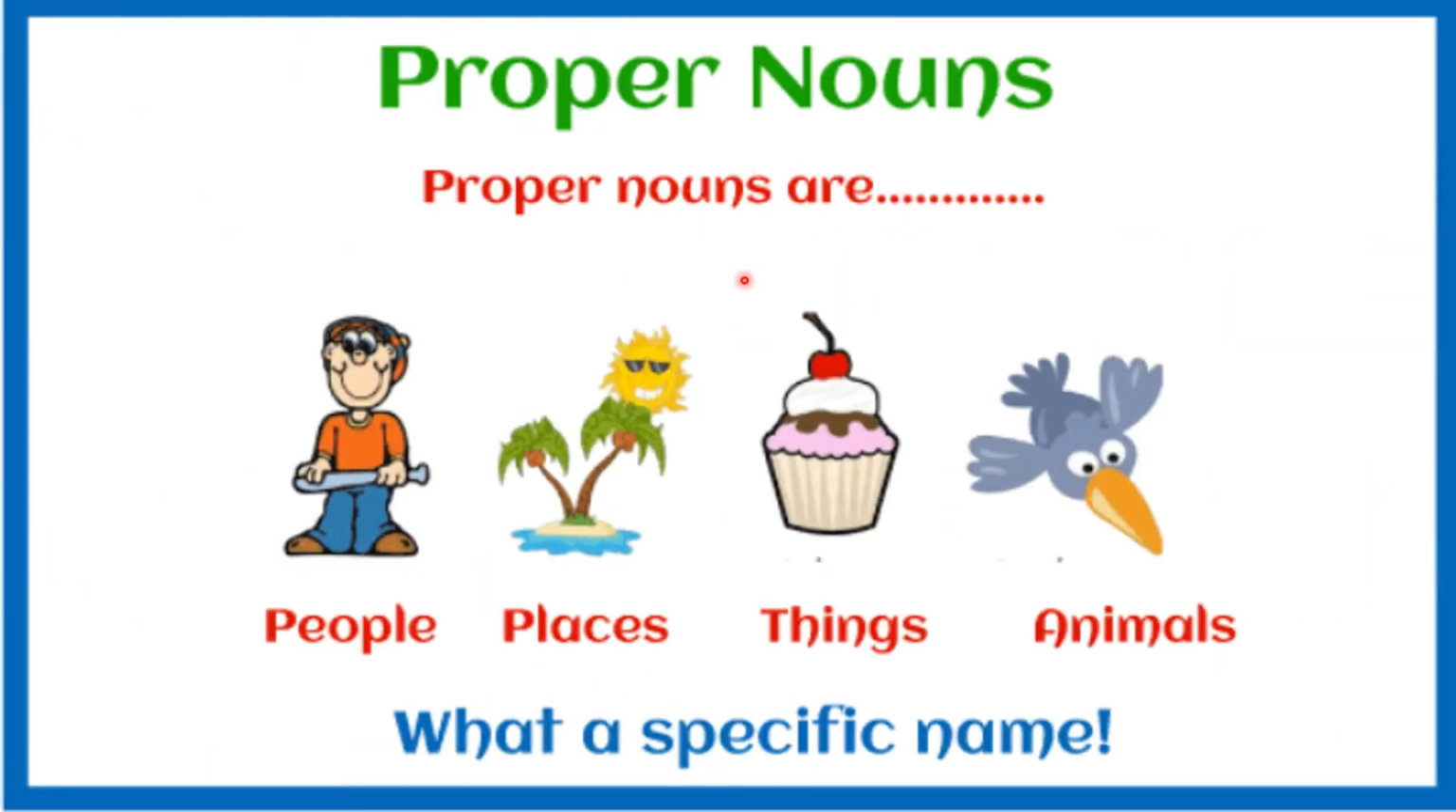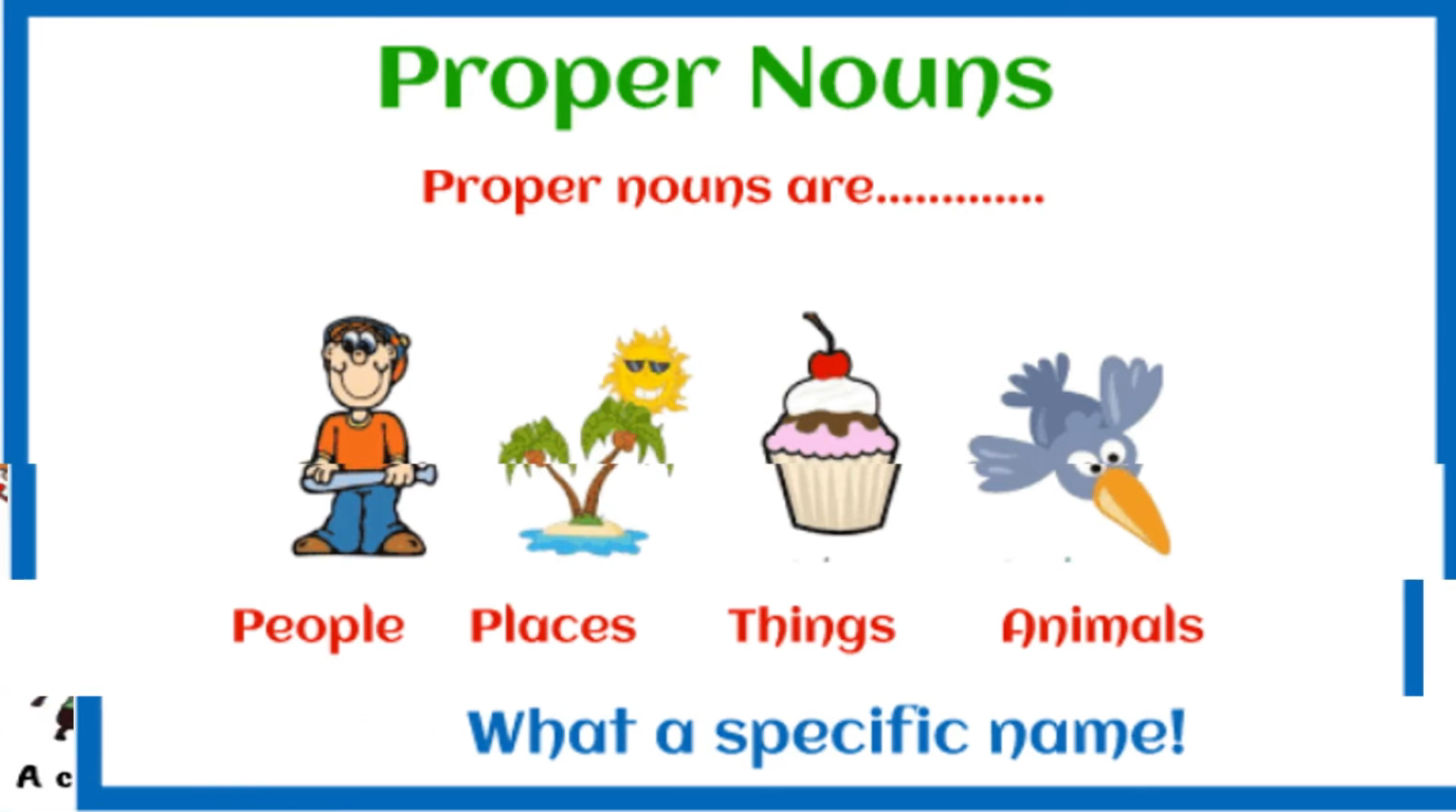And proper noun. Proper nouns are specific names. For example, for people, if you have a specific name like Mr. Lee, Charles Dickens, like that. When you have a particular, specific name, it is called a proper noun. For people, places, individual places like India, Russia, like that, and particular things and animals. So this is called a proper noun.